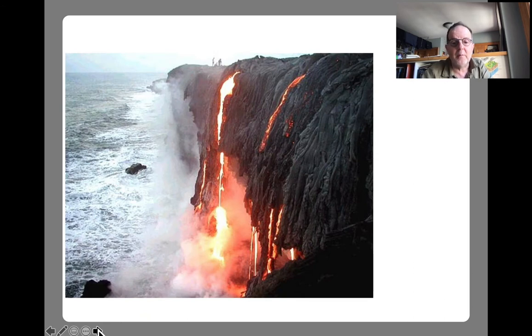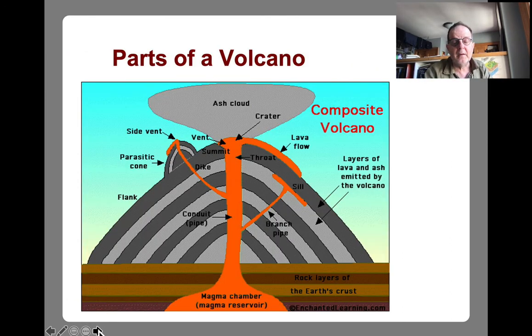This would be pictures of that lava flowing into the sea, which actually produces a beautiful form of basalt called pillow basalt, when lava flows into the ocean and is cooled rapidly.